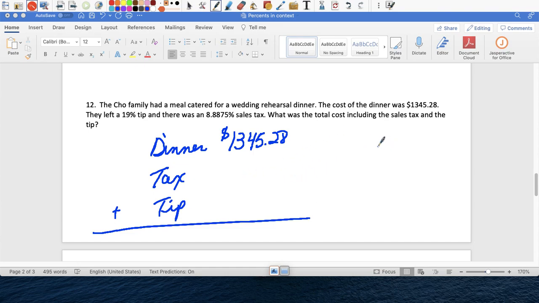So the tax is going to be that times the tax rate. In this case, I don't want to know the price of my dinner with the tax. I just want to know what the tax is. So if I only want to find the tax, I multiply it by this, which is 0.08875, and that's going to give me the tax.